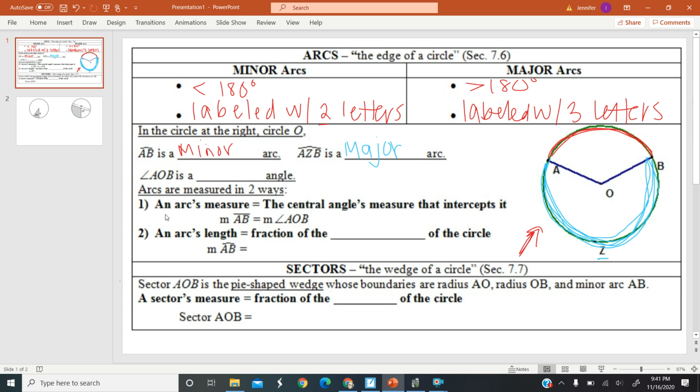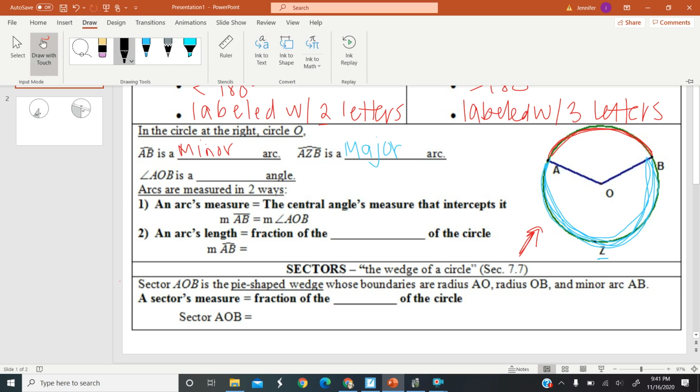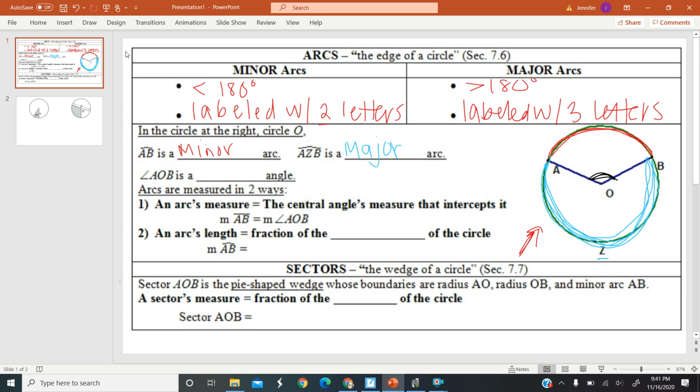And then angle AOB, that's going to be this angle right here. That's called a central angle, and that's because point O is at the center of the circle. Whenever you're doing arc length and sector area, you're going to need to use a central angle.